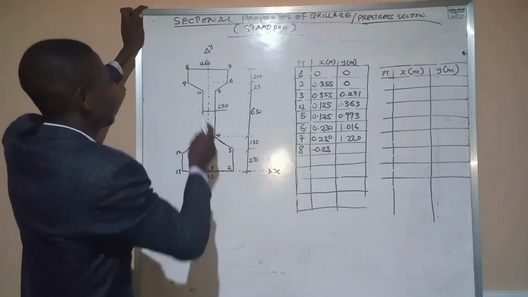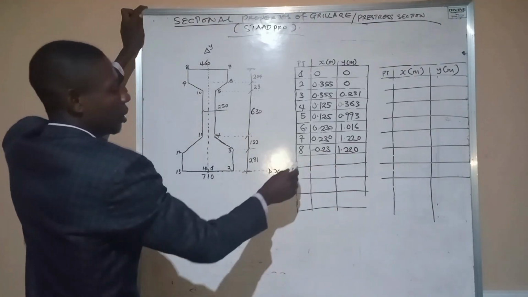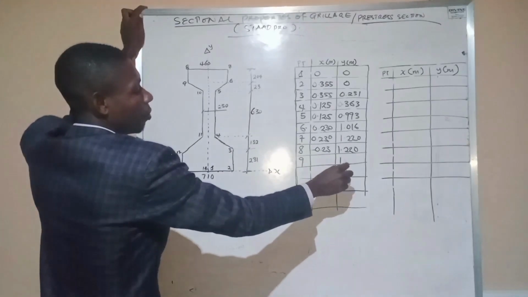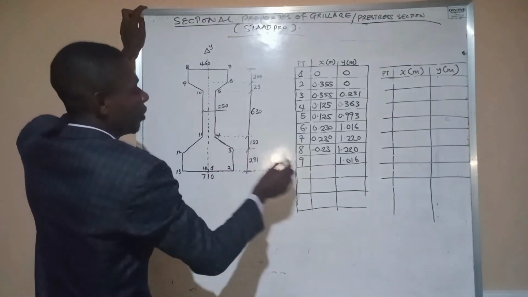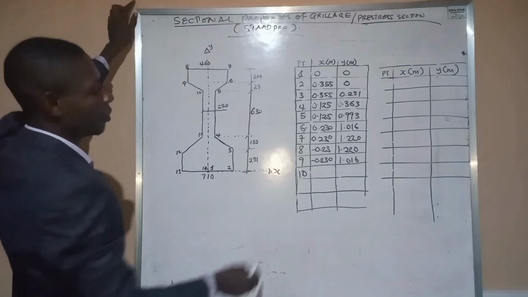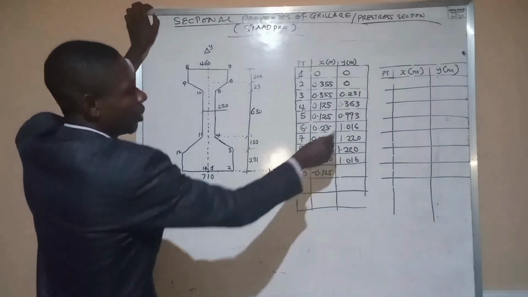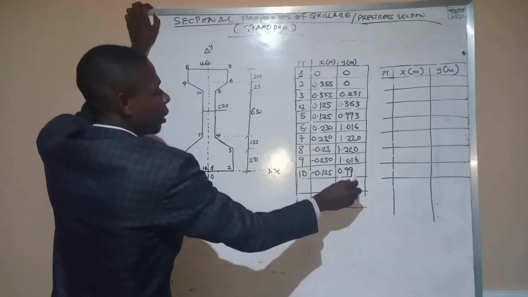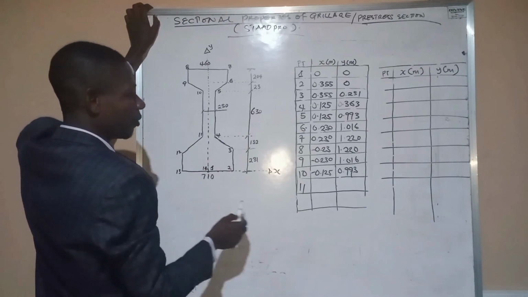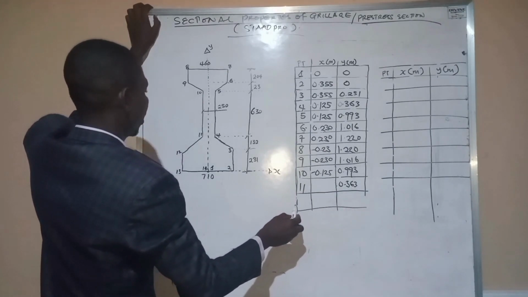Now point 8 in terms of y is the same as point 7. Point 9 in terms of y is the same as point 6, which is 1.016, and x remains negative 0.23. Now point 10 remains negative 0.125. Point 10 is the same as point 5, so we'll have here 0.993. Point 11 in terms of y is the same as point 4, so we'll have 0.363, while point 11 x becomes negative 0.125.